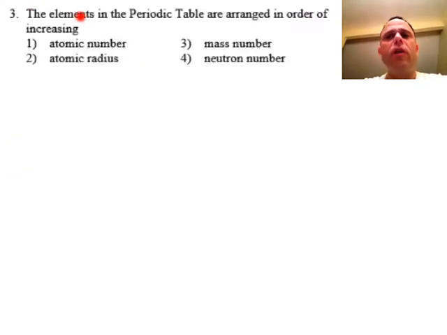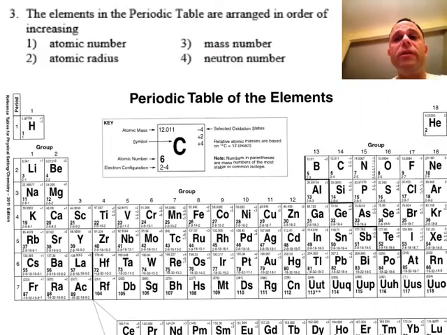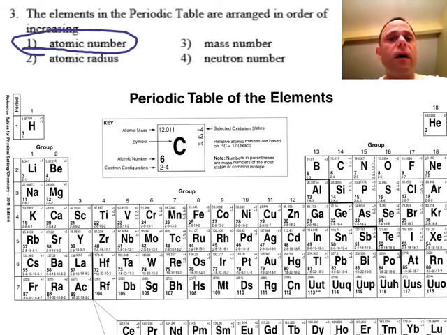Question 3. The elements in the periodic table are arranged in order of increasing what? Well, Mendeleev started arranging the periodic table according to mass, but our modern periodic table is arranged according to atomic number. Let's inspect so you can see for certain. So atomic number 1, right here. Atomic number 1, 2, 3, 4, 5, 6, 7. You get the idea. It is arranged according to the atomic number.